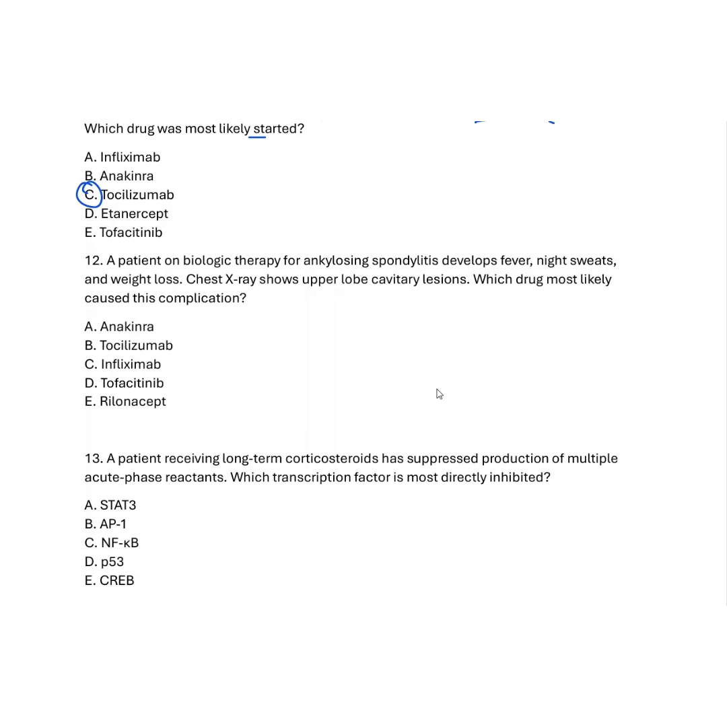A patient on biologic therapy for ankylosing spondylitis develops fever, night sweats, and weight loss, right? Fever, night sweats, and weight loss, those are what we call the B symptoms. Now we did a chest x-ray that shows an upper lobe cavitary lesion. So when you see B symptoms with an upper lobe cavitary lesion, what are you thinking?